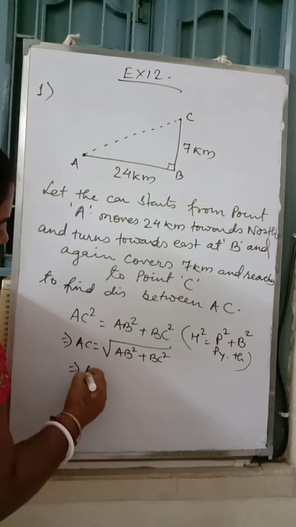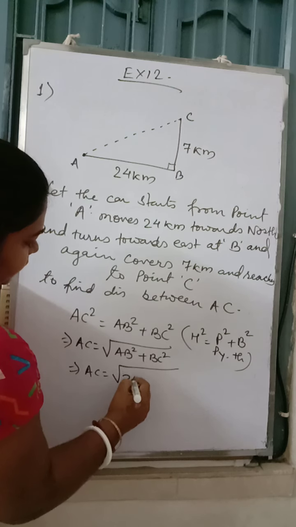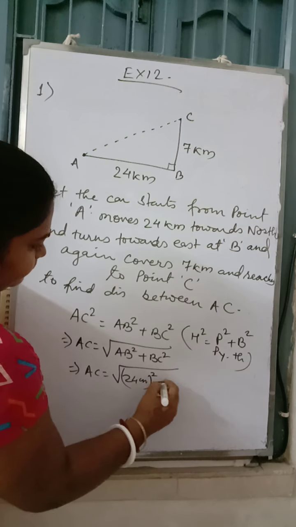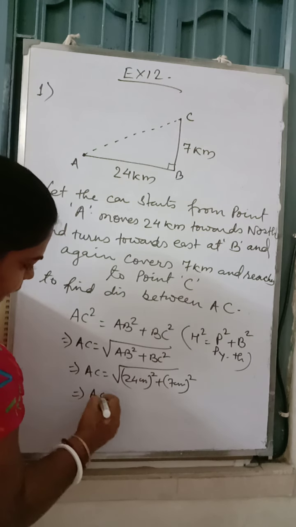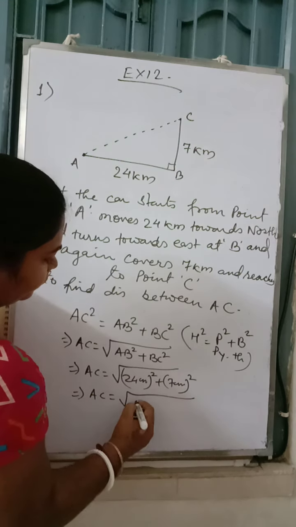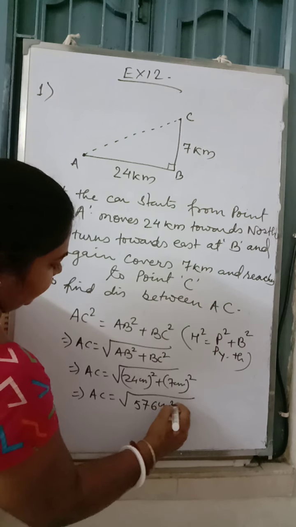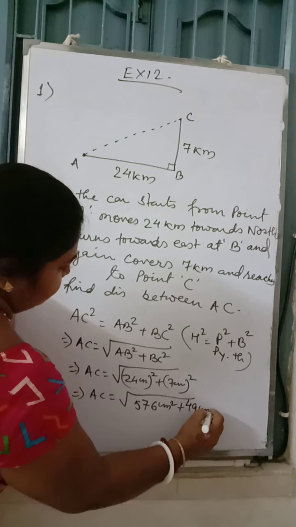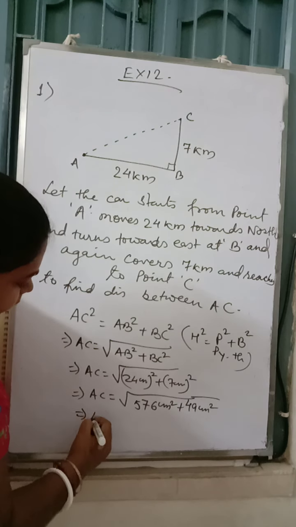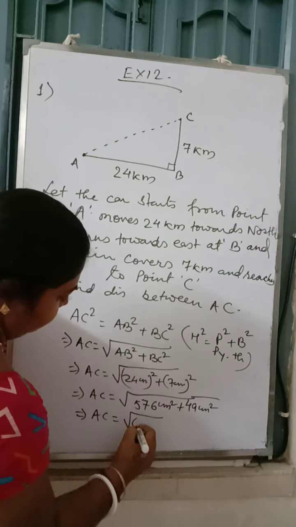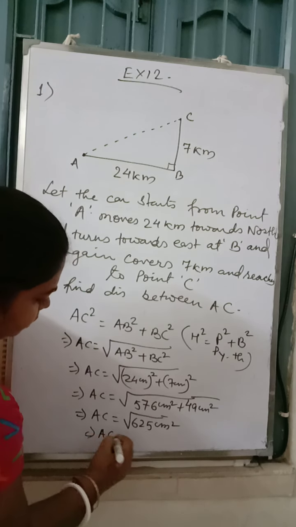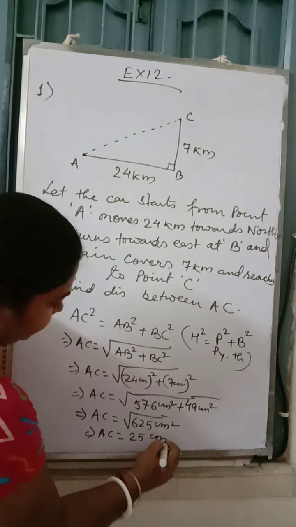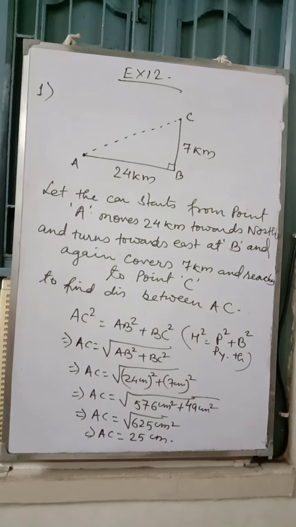So we can write now AC's value under root AB square plus BC square. Now AB's value is 24 centimeter whole square plus 7 centimeter whole square, or AC is equal to 24 square is 576 centimeter square plus 49 centimeter square, or AC is equal to under root 625 centimeter square, or AC is equal to 25 centimeters. So he is 25 centimeters away from the starting point.